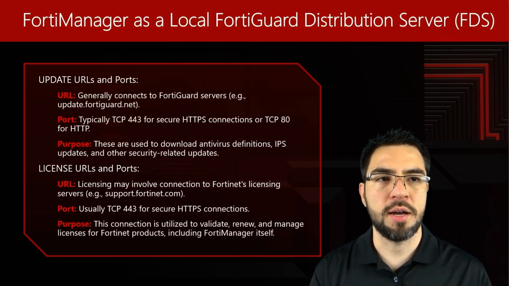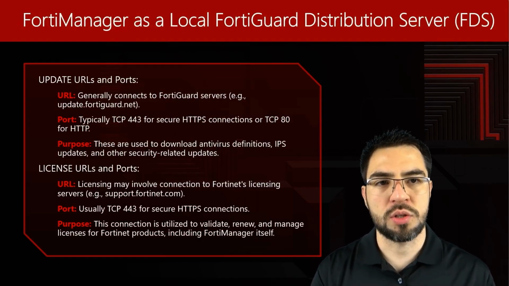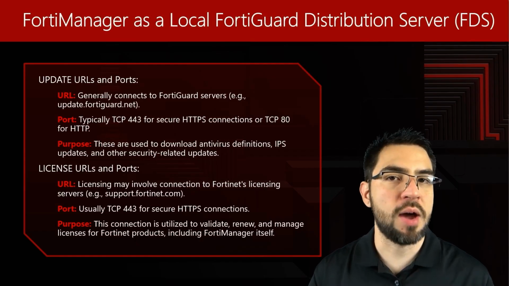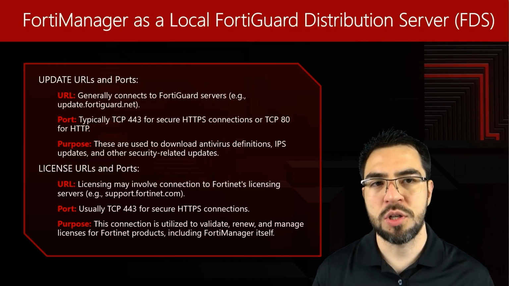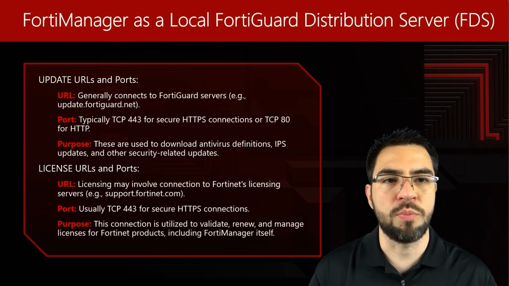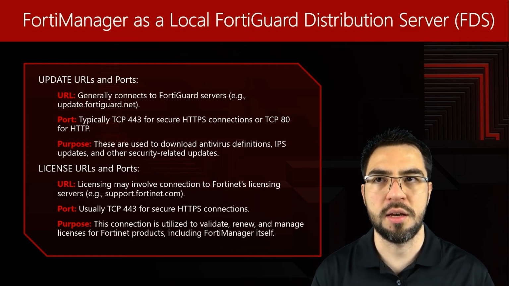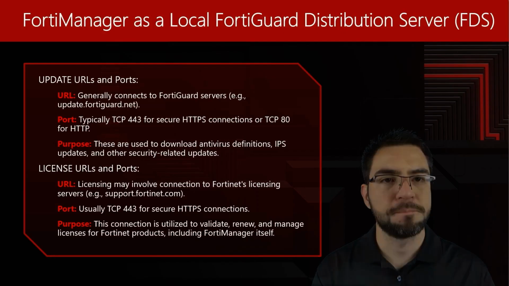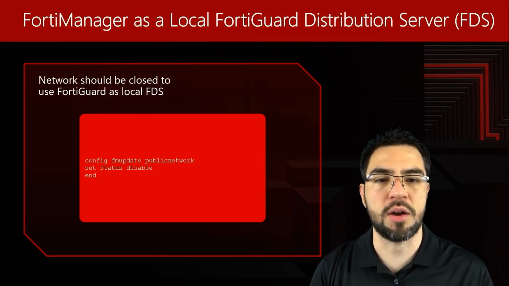When we configure the FortiManager as a local entity, just keep in mind that all the same restrictions that we have with a local firewall are going to apply. We still need to have that internet access, especially to update from FortiGuard.net and support.fortinet.com to retrieve all those ratings and updates that we need. One last command to keep in mind when we have our FortiManager as a local FortiGuard is to set the public network status to disable, which is just one of the requirements for that configuration.